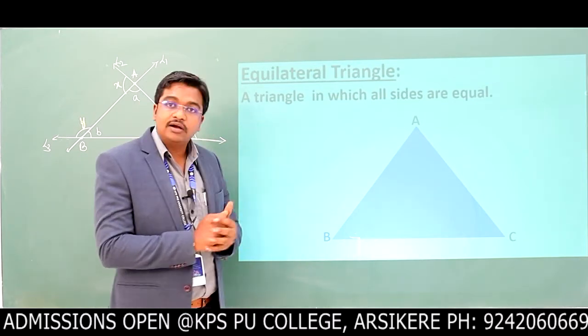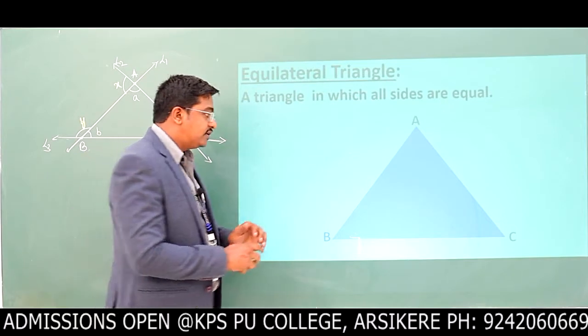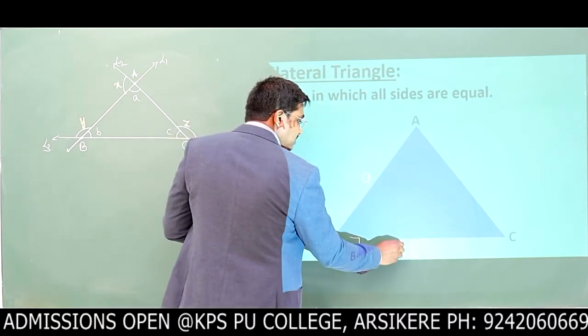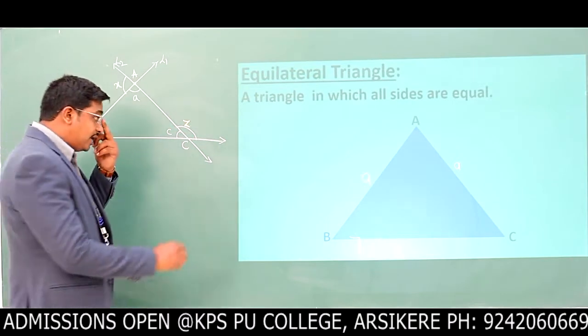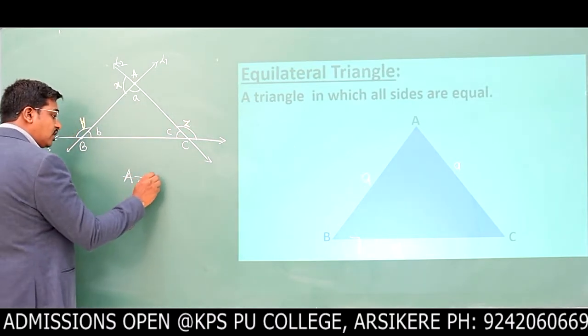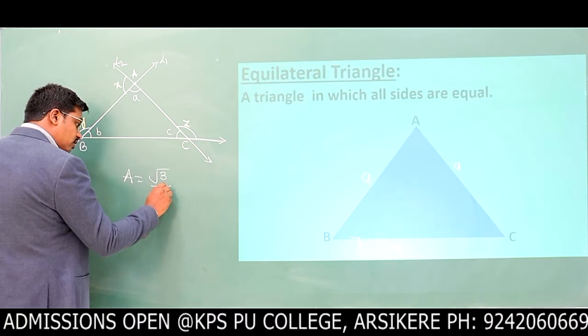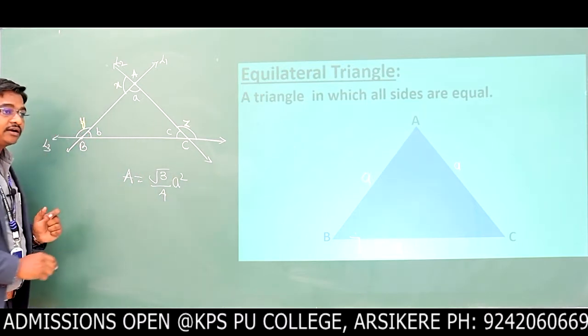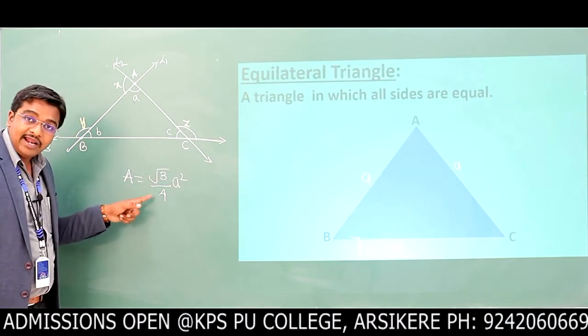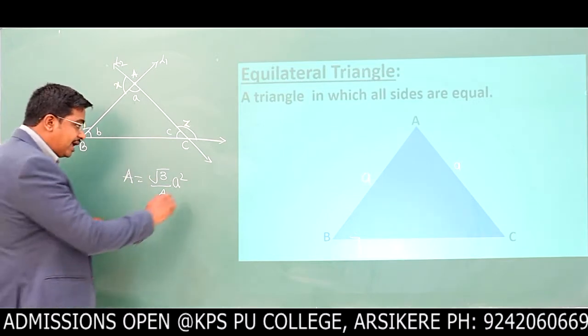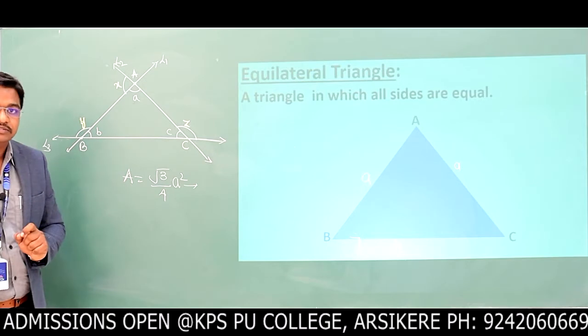Here in equilateral triangle, all sides are equal, means if I take this as A, this is also A, this is also A. So what is the area of triangle? Area of triangle is equal to, formula is there, √3 divided by 4 a square. This is standard formula. Root 3 divided by 4 a square represents the area of equilateral triangle where a is length of its sides.